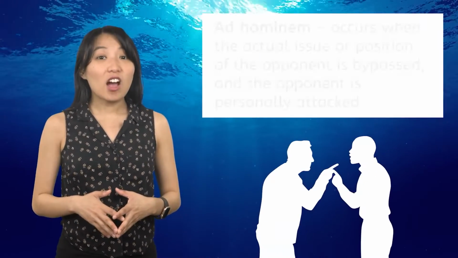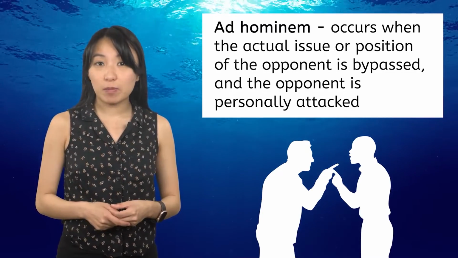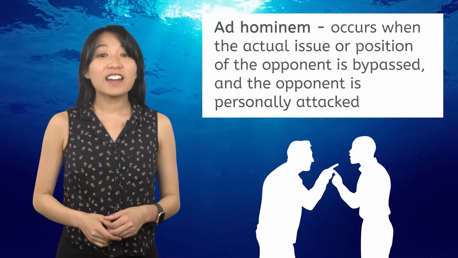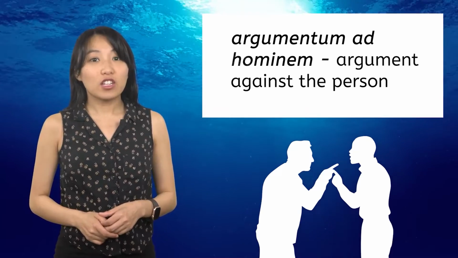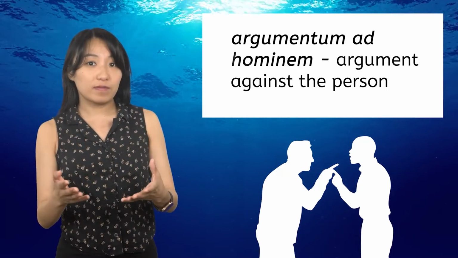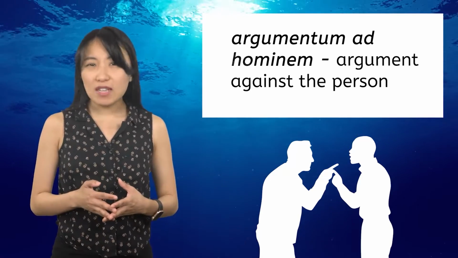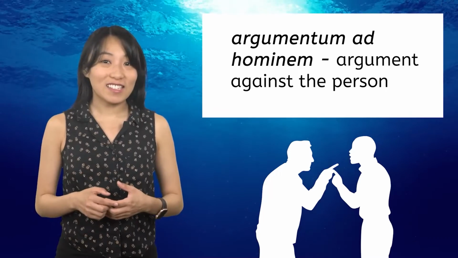Our last fallacy today might just be the most vicious of them all. The ad hominem fallacy occurs when the actual issue or position of the opponent is bypassed and the opponent is personally attacked. Ad hominem comes from the Latin argumentum ad hominem, meaning argument against the person. Have you ever had someone call you a mean name during an argument? They were using the ad hominem fallacy.